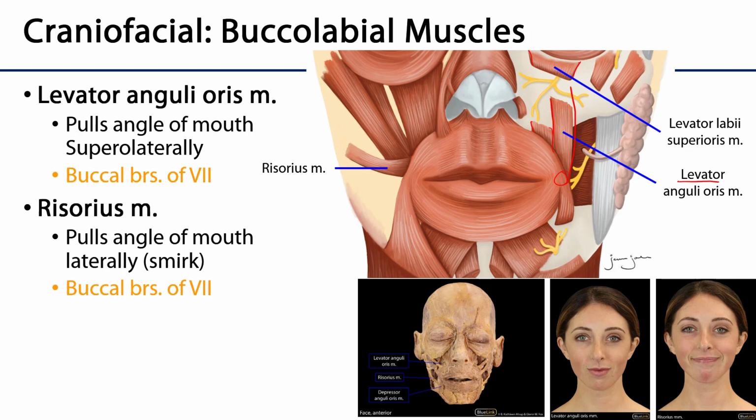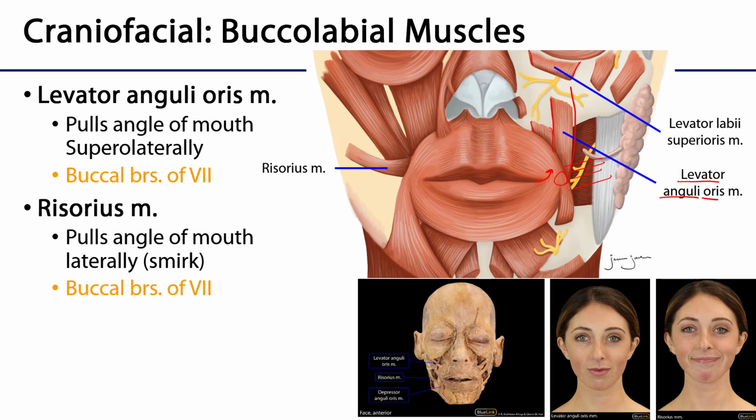It's an elevator of the angle of the mouth. So it's enabling a smile. This muscle is innervated by buccal branches of the facial nerve, as it should be for that region.